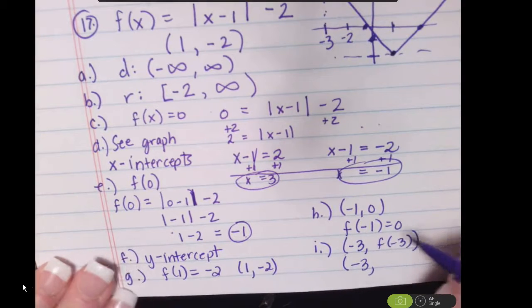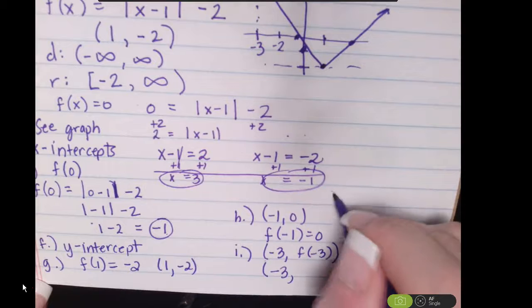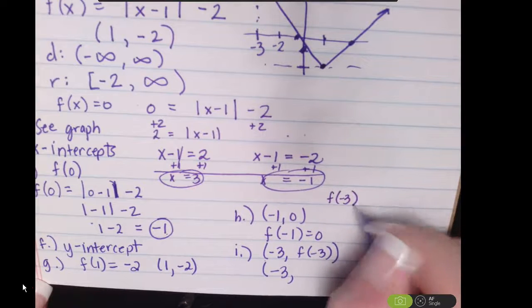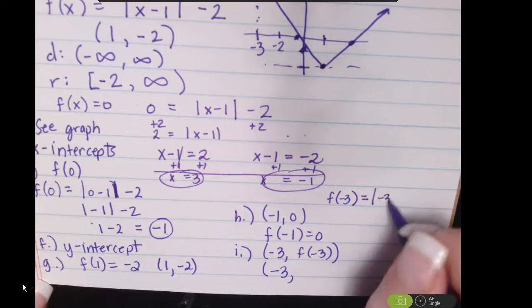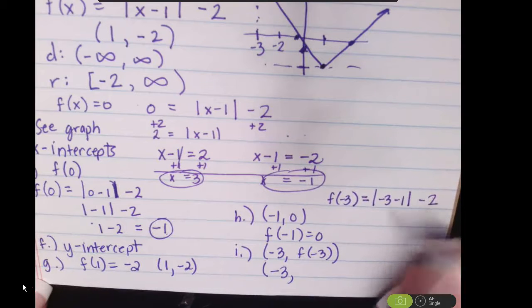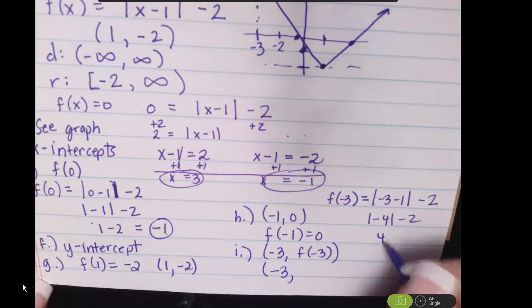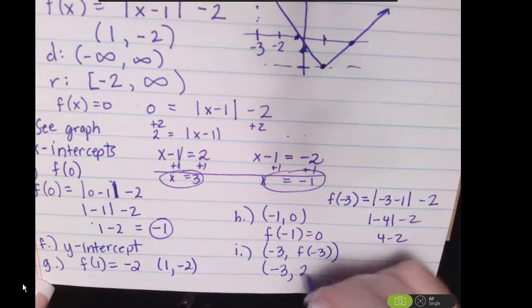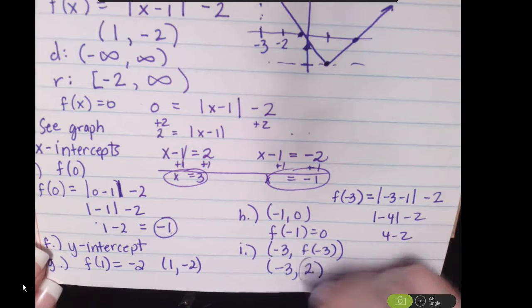I'm going to just substitute out to the side here. So f of negative 3 would be negative 3 minus 1, minus 2. So that's negative 4, absolute value of negative 4, minus 2, which is 4 minus 2. So that equals positive 2. So that is my answer for I.